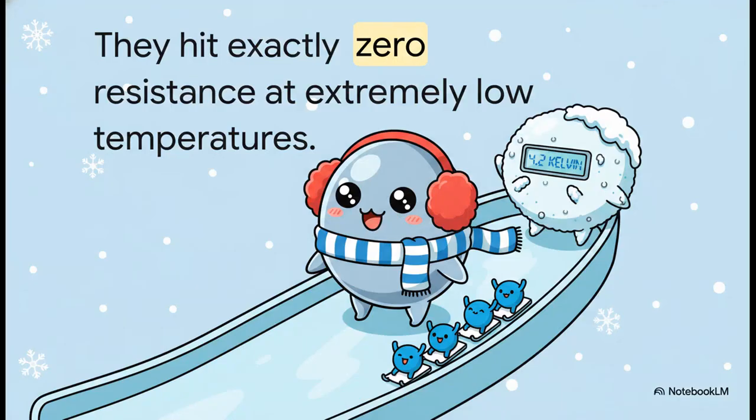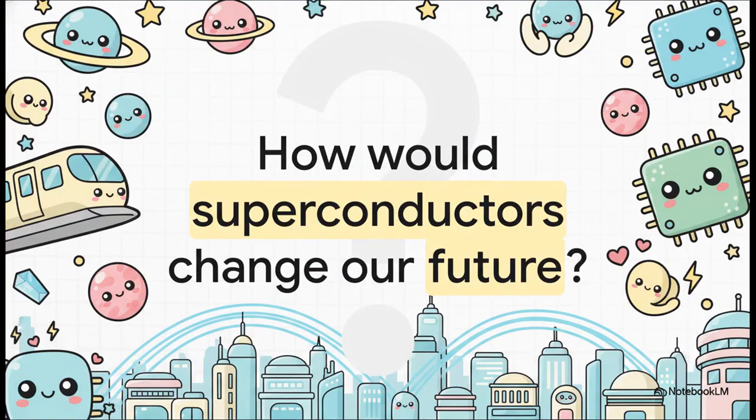But wait, there is one mind-blowing exception to everything we just talked about: superconductors. These are rare substances that hit exactly zero resistance, but only at extremely low temperatures. For example, if you supercool mercury down to 4.2 Kelvin, it transforms. Suddenly, electricity flows completely unimpeded. No collisions, no heat lost. Just pure, perfect flow.